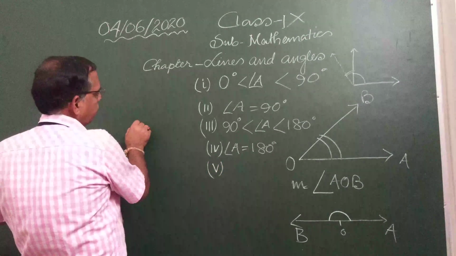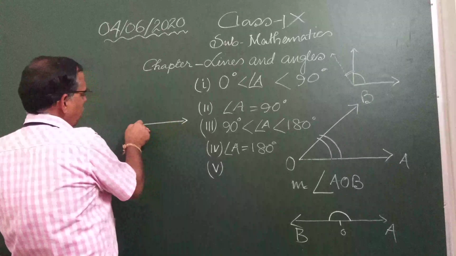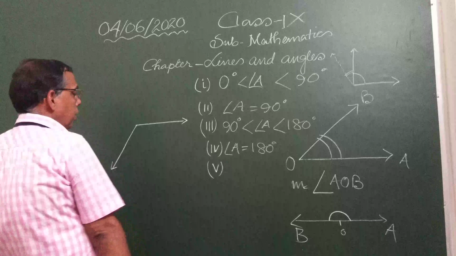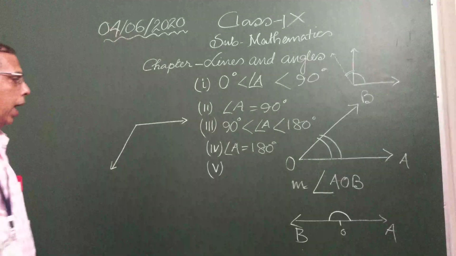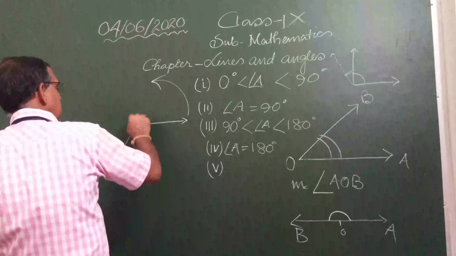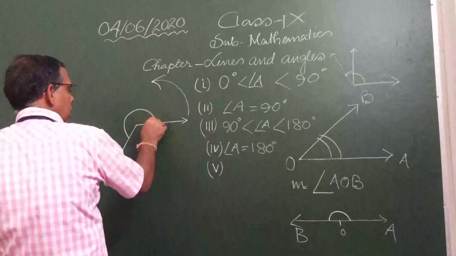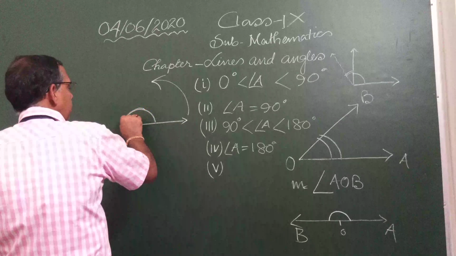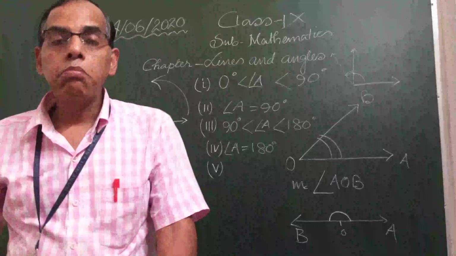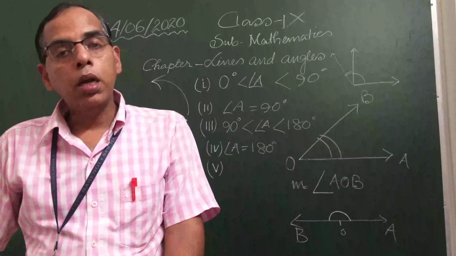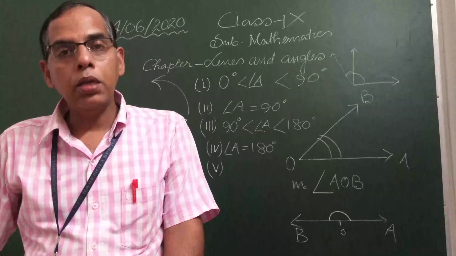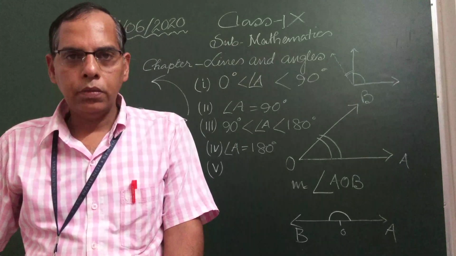Then fifth, what is that? See, this one and this one. Then which is the angle? Obviously, it is coming that side. Then it will be a reflex angle. Greater than 180 degree, but less than 360 degree. That is known as a reflex angle.